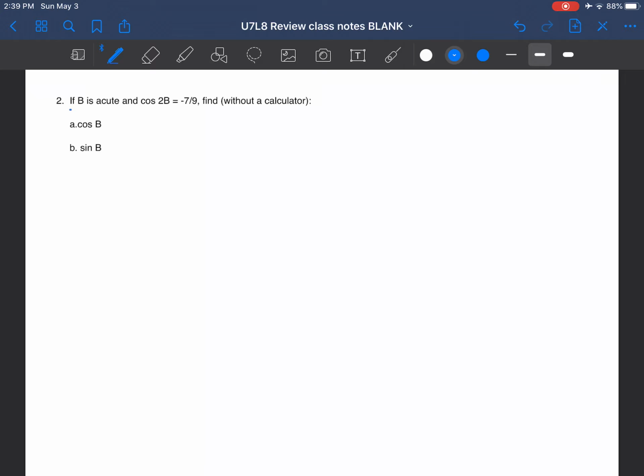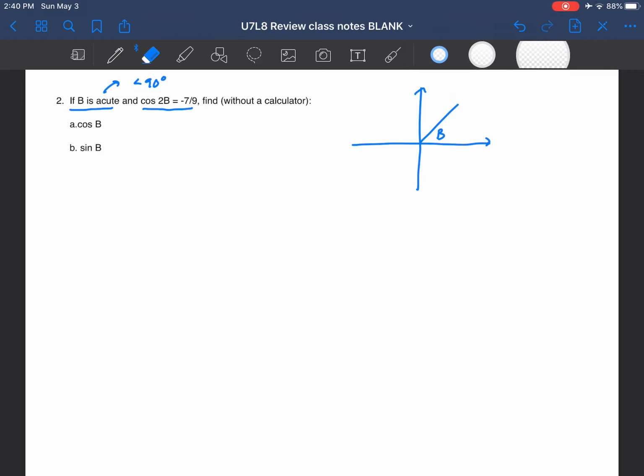So this question says, if B is acute, and remember, acute means less than 90 degrees, right? So if that's true, and cosine 2b is negative 7/9, find without a calculator the cosine and the sine. So if b is acute, I like to draw this out. B is somewhere here. Okay, this is angle B. So let's complete a right triangle here. And cosine of 2b is negative 7/9.